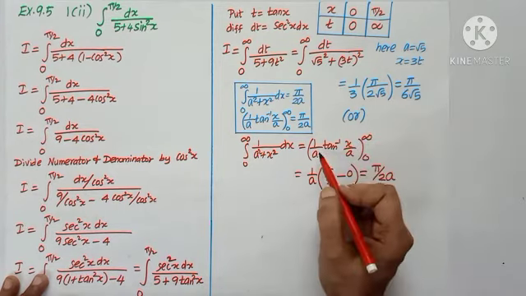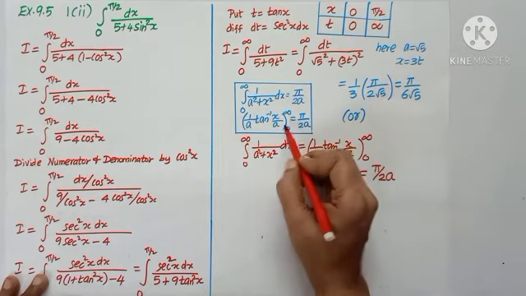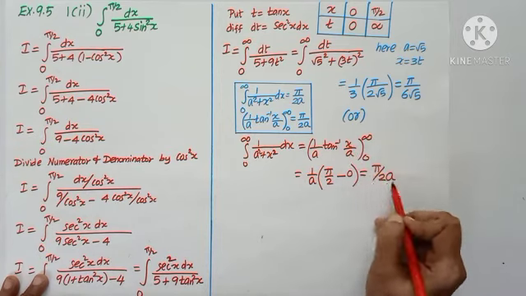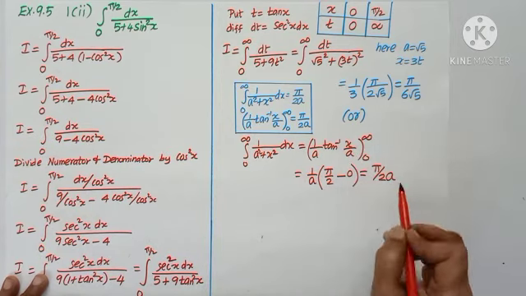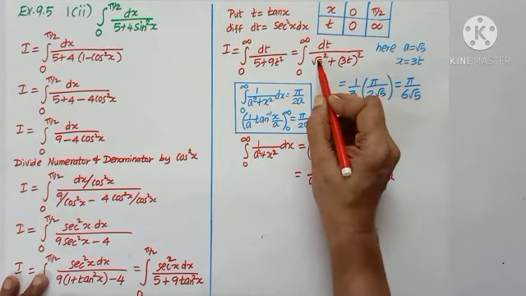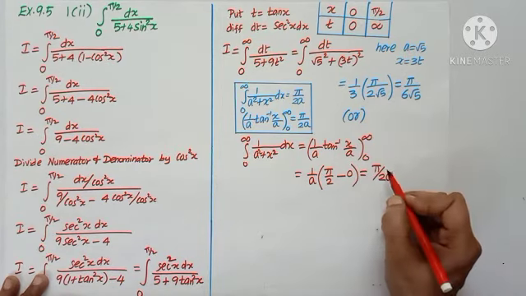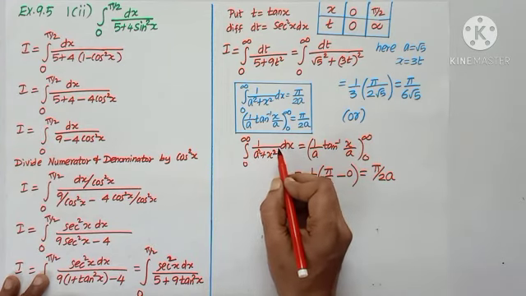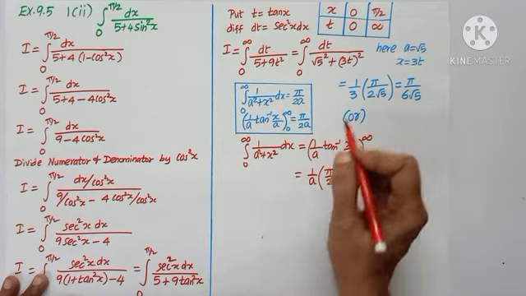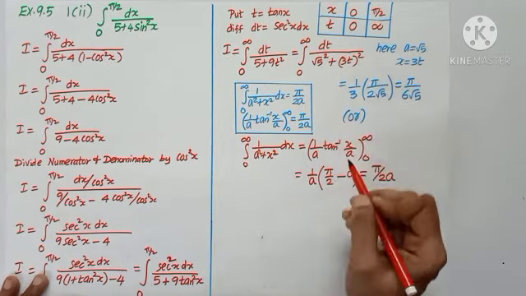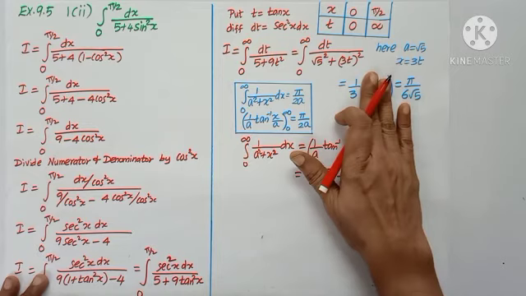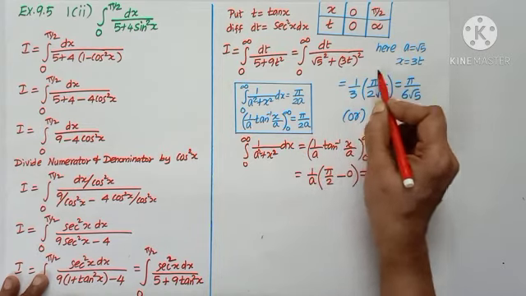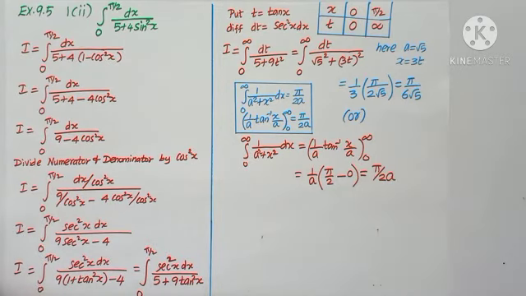In this problem, a is root 5 and in the place of x, I have 3t. So substituting in this formula, that is pi by 2a, pi by 2 into root 5. This formula is applicable if it is only x. If it is 2x the whole square, you must divide by 2. Here I have 3t the whole square. So after applying the formula, for 3t I will put 1 by 3, simplify and write the answer.